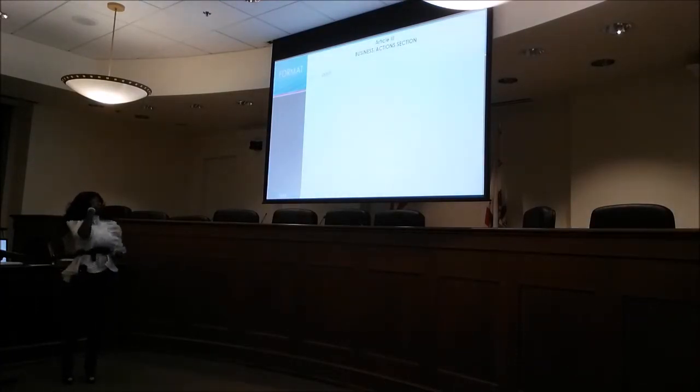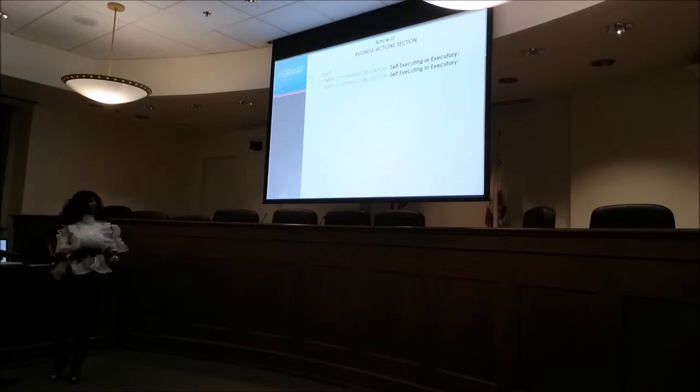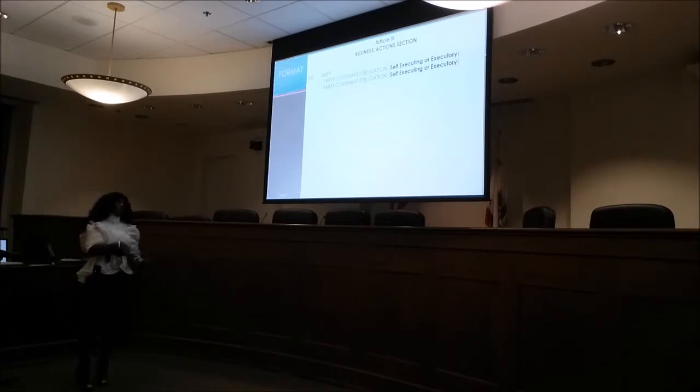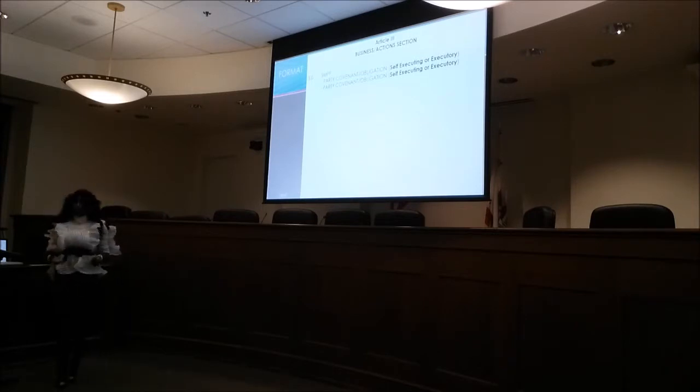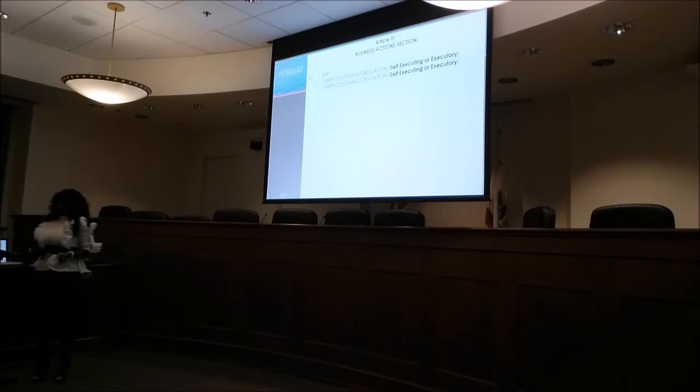Okay, so we start off with our subject matter performance provision. For the subject matter performance provision, I must see a party covenant or obligation for each one of the parties in there. It is the main covenant of the agreement. It could be a self-executing or an executory one, but you need one for each.